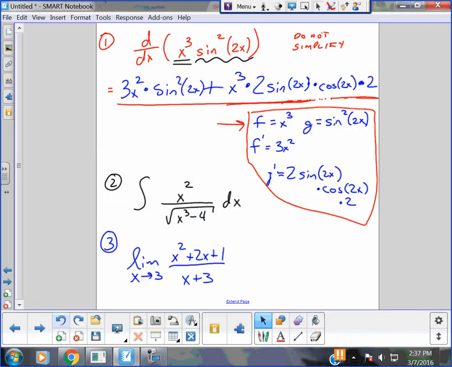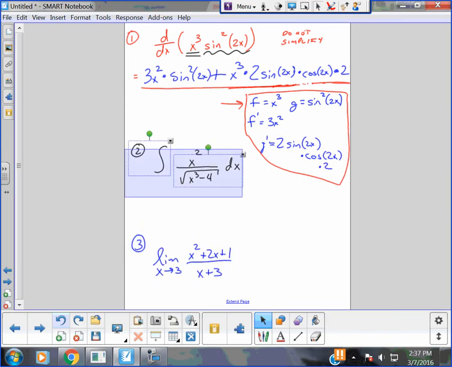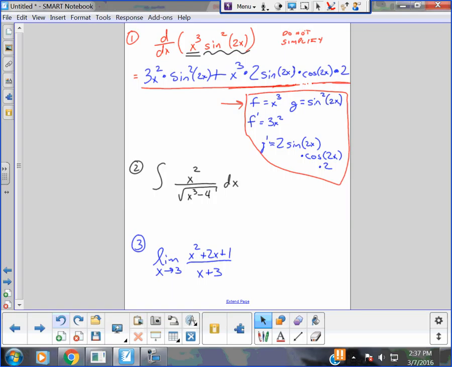Everybody, number 2 is an indefinite integral. There is no value here, right? I'm not finding the area under the curve because I didn't give the limits of integration. So 2 things you know right away. You're going to find the antiderivative, and it's going to have to be u-substitution. And you know your answer's got to have plus c on it.